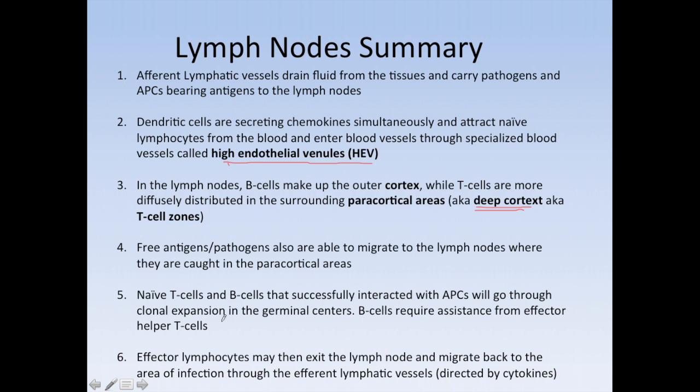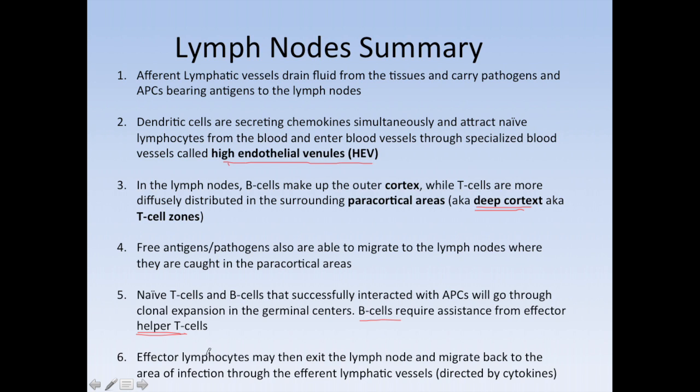So we have naive T cells and B cells that successfully interact with antigen-presenting cells. They will go through clonal expansion in the germinal centers, and B cells, again, will require further assistance from helper T cells. I mentioned earlier, not just an antigen or pathogen will be enough to activate a B cell. You also need the helper T cells. All right, that's very, very important.